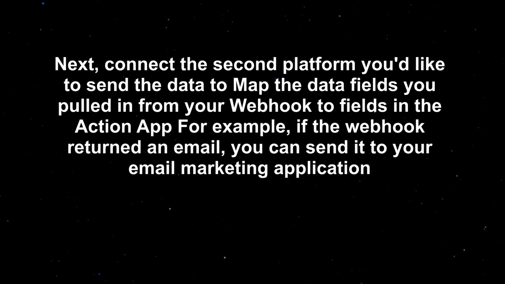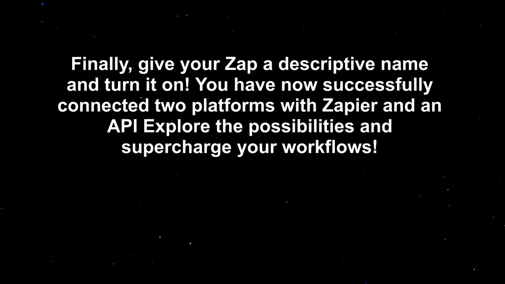Next, connect the second platform you'd like to send the data to. Map the data fields you pulled in from your webhook to fields in the action app. For example, if the webhook returned an email, you can send it to your email marketing application. Finally, give your Zap a descriptive name and turn it on.